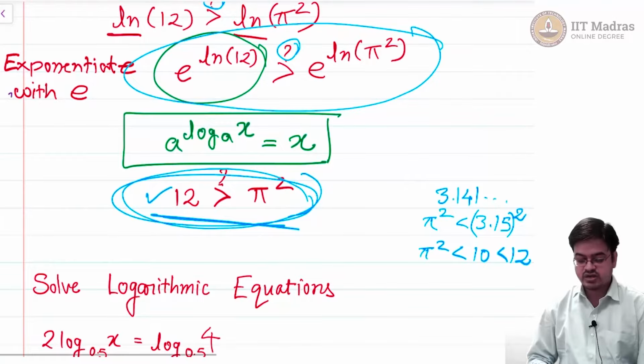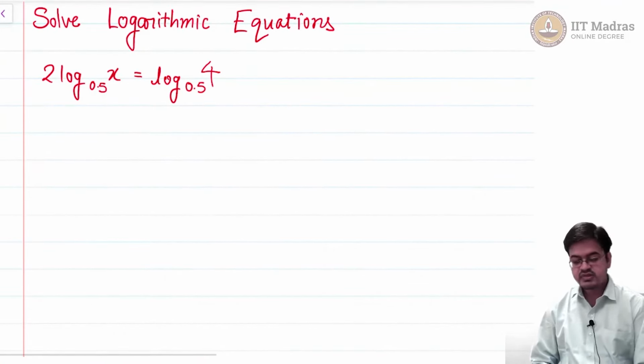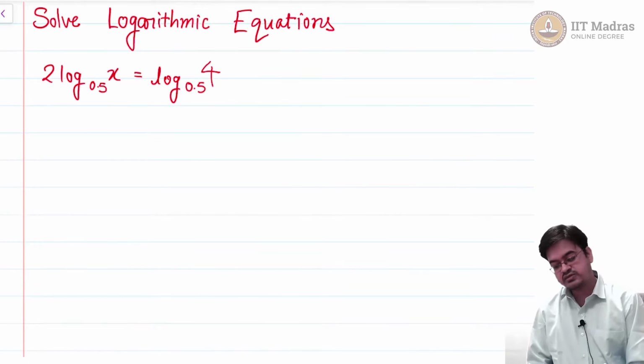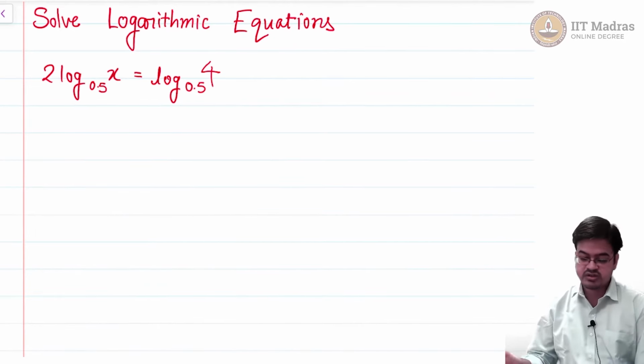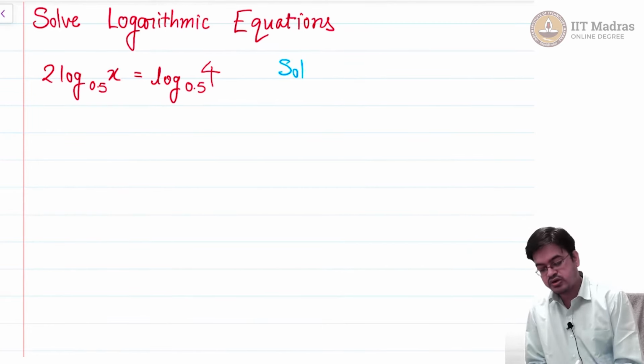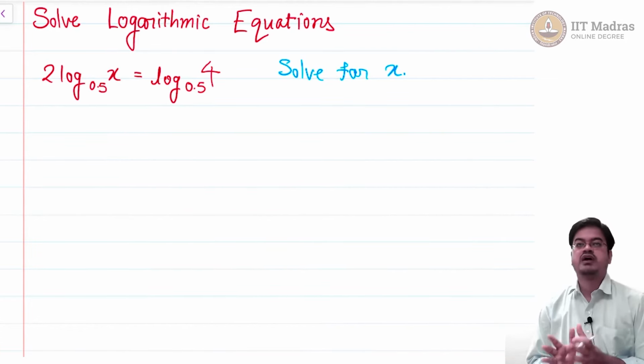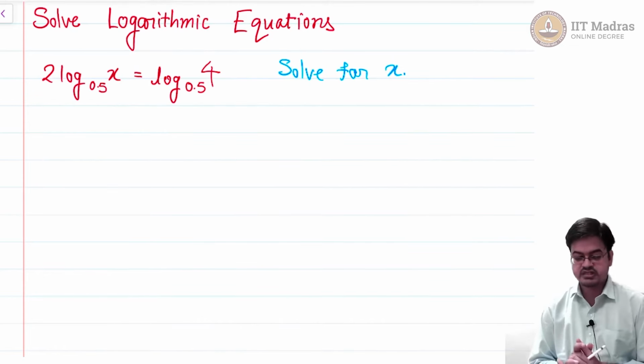Let us try to solve some slightly complicated problem like this. Let us say you are asked to solve log to the base 0.5 of x is equal to log to the base 0.5 of 4. So what do I mean by solve? This is actually solve for x. So you are interested in finding the feasible values of x which will satisfy this equation.